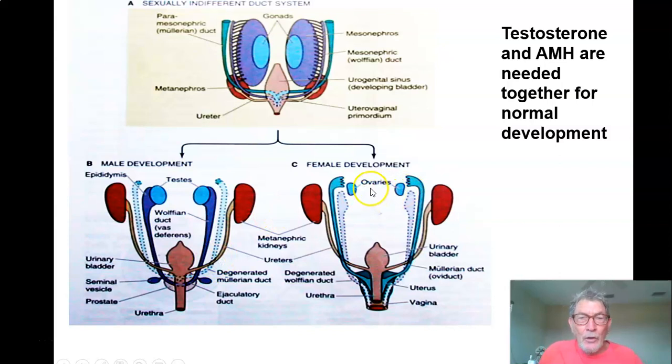If I'm a female, I won't make testosterone and I won't make anti-Mullerian hormone because those come from testes. So the male stuff would just disappear without the presence of testosterone, and the female fallopian tube stuff will stay there because you don't have anti-Mullerian hormone to make it go away. So female, no testosterone, no anti-Mullerian hormone, so the male stuff goes away, the female stuff stays. Male, you make both testosterone and anti-Mullerian hormone.